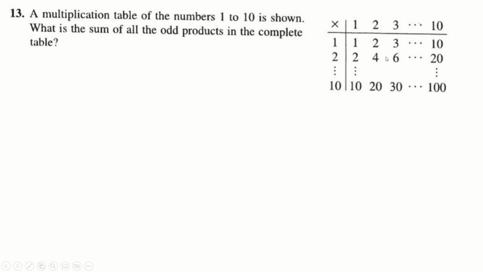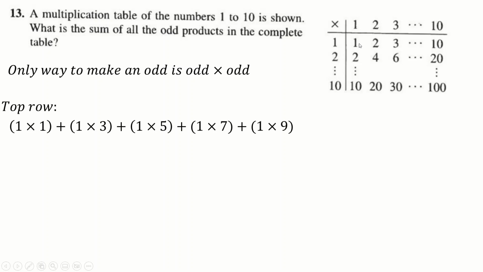Question 13. It's going to do a product table here, a multiplication table. What's the sum of all the odd ones? Well, the only way to make an odd number in here is to do odd times odd. That's the only way to make an odd when you multiply. So we're going to do 1 times 1, so this one, and then 1 times 3 gives us this one, 1 times 5 gives us this one, 1 times 7, and 1 times 9. Those are going to be all of the odds in that row. And we just want to add this up.